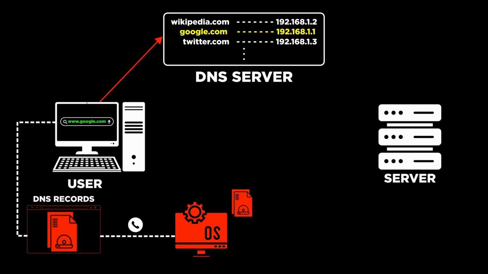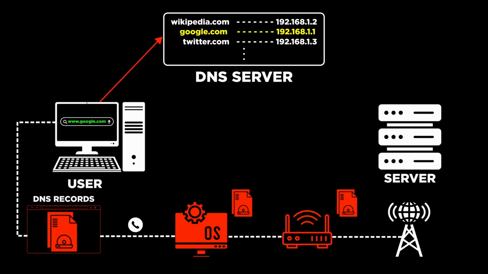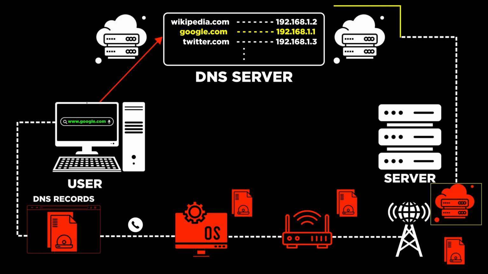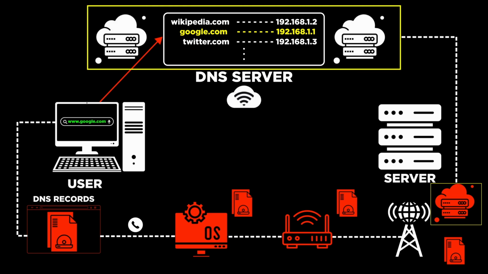If the browser fails to get the IP here, then it reaches out to the router, as the router maintains its own cache of DNS records. If it is not here, then the browser will move to the Internet Service Provider server, as the Internet Service Provider has its own cache of DNS records as well as its own DNS server. If the IP is not found here as well, then this DNS server will make a DNS query to search multiple DNS servers over the internet. This search is recursive in nature, as the search will continue from one DNS server to another DNS server till it either gets the IP or returns a response of not being able to find it.